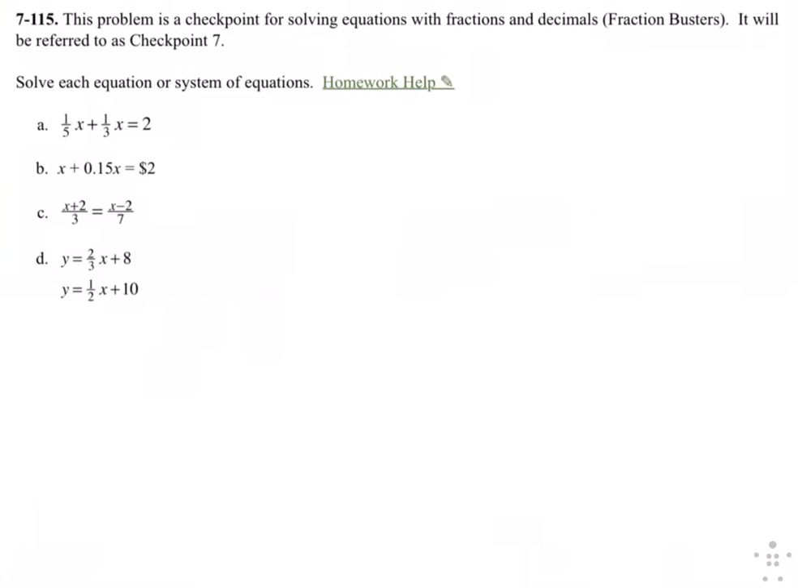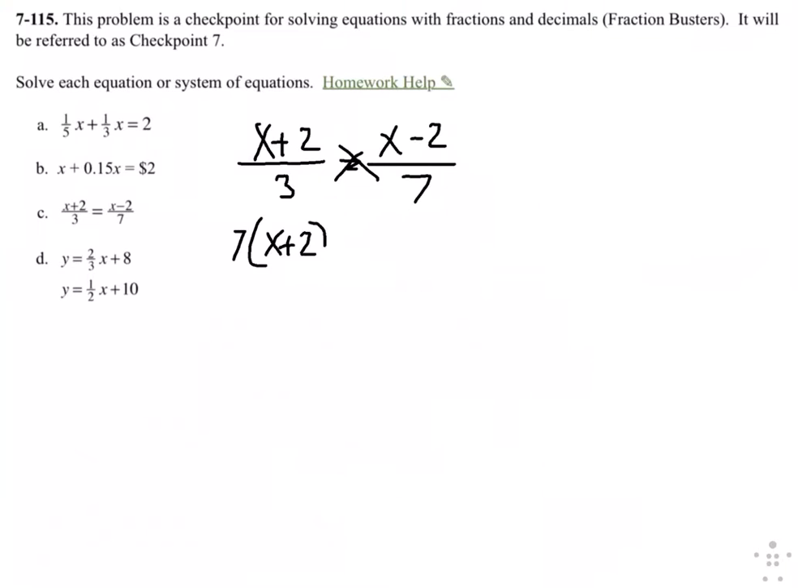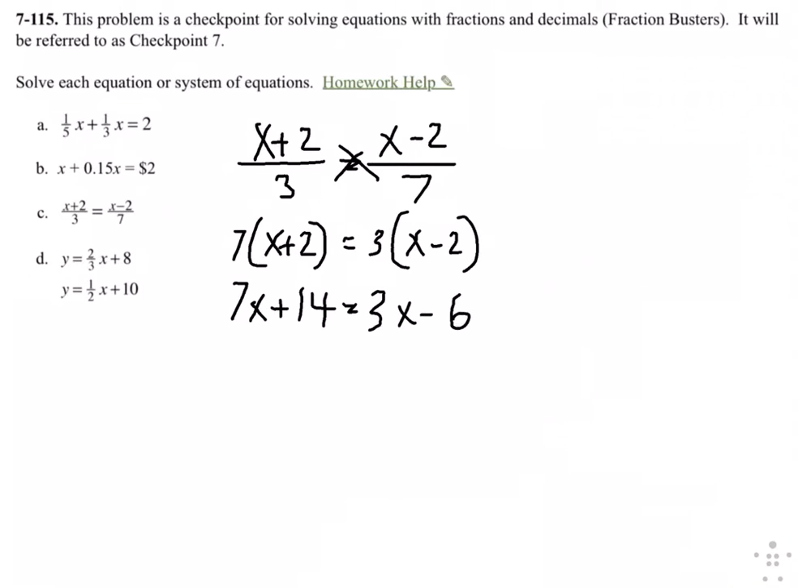Okay, and C, let's make some room. C is a proportion, right? So x plus 2 over 3 equals x minus 2 over 7. And we're going to cross multiply, right? So I get 7 times x plus 2 equals 3 times x minus 2. Now we'll distribute: 7x plus 14 equals 3x minus 6.